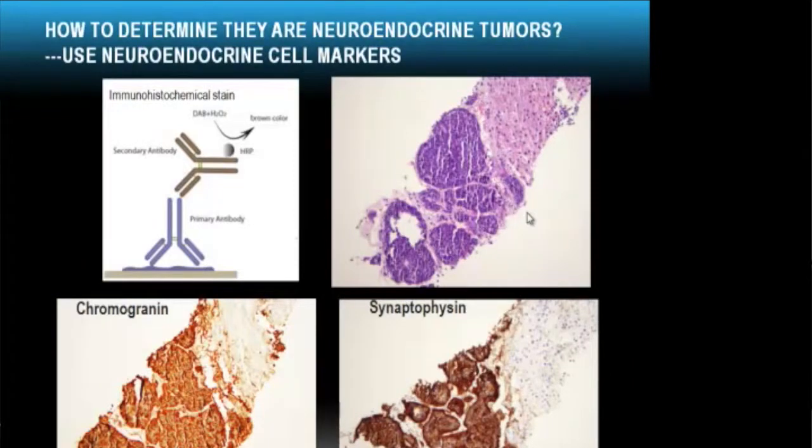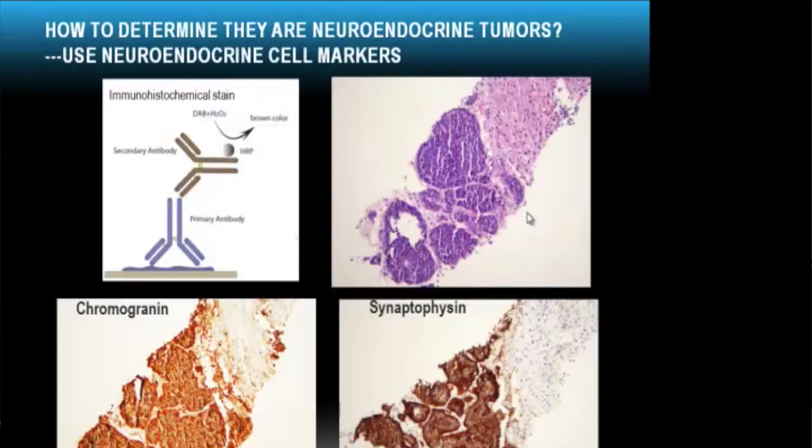So how do we determine they are neuroendocrine tumors, not other tumors? Most of the time, actually, based on the two pathologic features I mentioned earlier, we can tell for sure that it's a neuroendocrine tumor. But sometimes we use immunohistochemical stains to confirm.